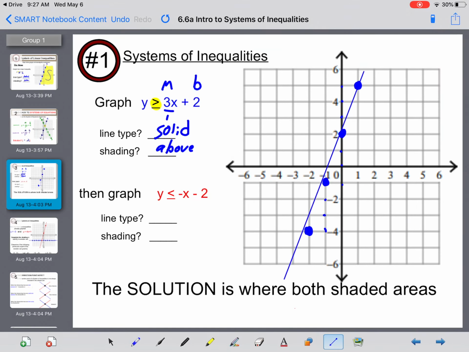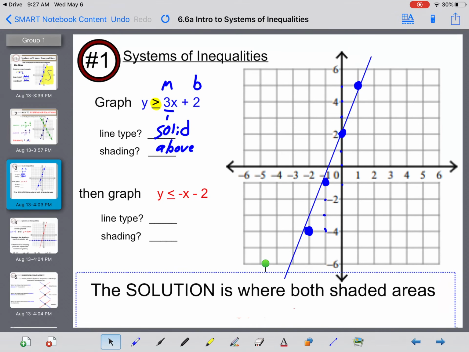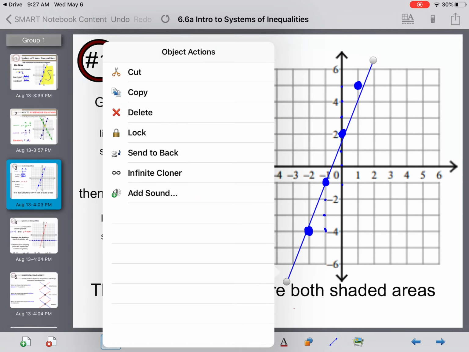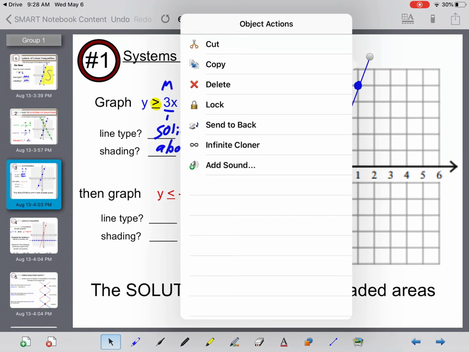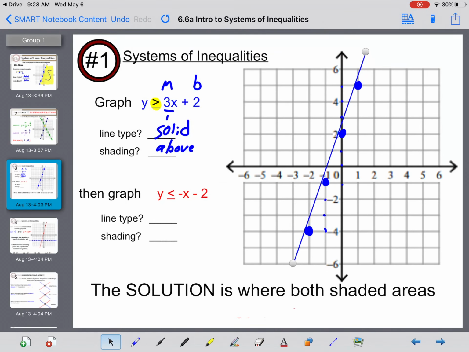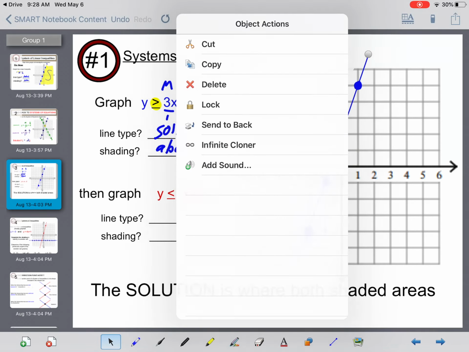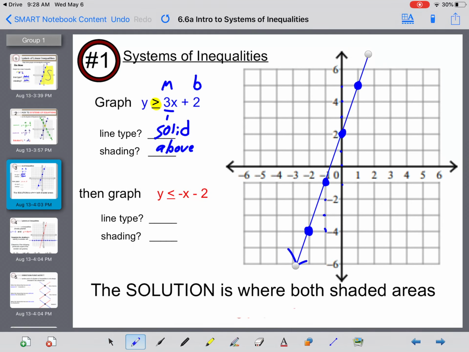Again, we said we have a solid line here. Redo that one. There we go. Okay. Put your arrows on the end and shade above. So put your pen on a point and go up. So that's this area.